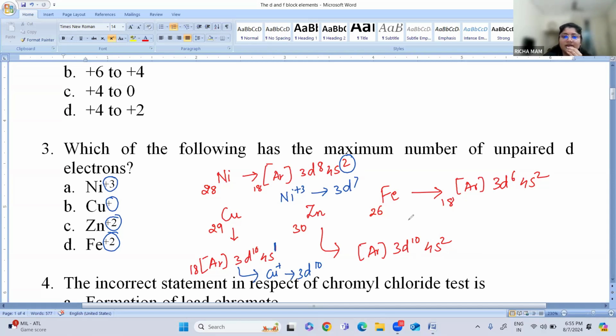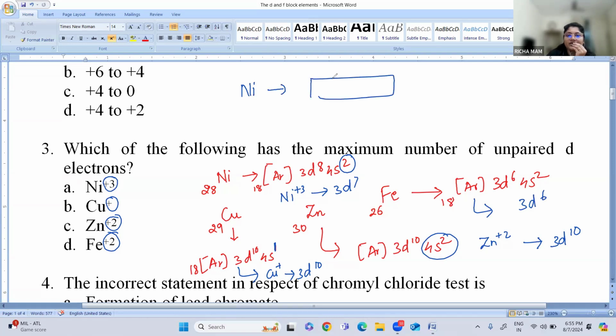Next, zinc. Zinc is plus 2. Zinc plus 2 means these 2 electrons will be lost. So again, it will be 3d10. Zinc plus 2 will be 3d10. Then Fe is plus 2, so it will be 3d6.